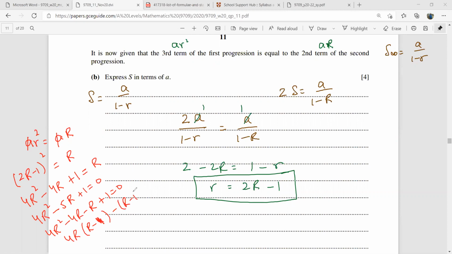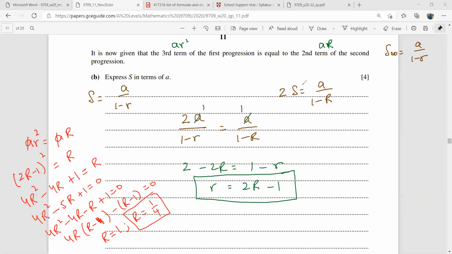Minus r minus 1. Can your r be 1 here? R is going to be 1 by 4. So this R has to be this, because you're dealing with this sum to infinity. So your R has to be less than 1.